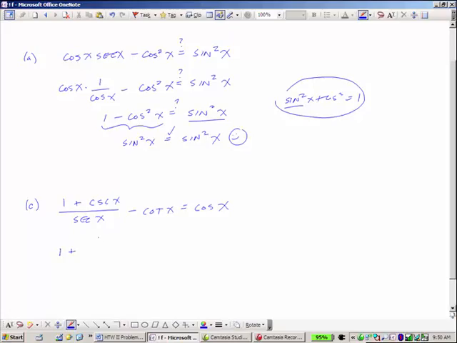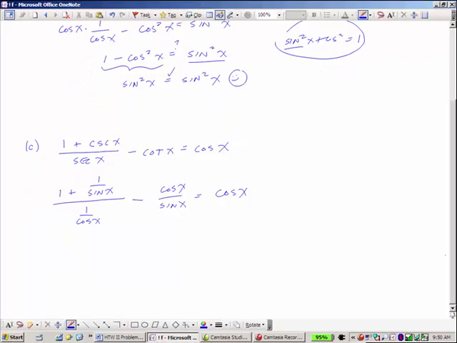Cosecant is 1 over sine. Secant is 1 over cosine. Cotangent is cosine over sine. Now, I'll admit, does anyone feel like that left side just got a lot messier? I don't know if that's any better. Let's do a little bit of work. Instead of dividing by 1 over cosine, dividing is the same as doing what? Multiplying by the reciprocal. So I have to multiply this whole top by cosine.